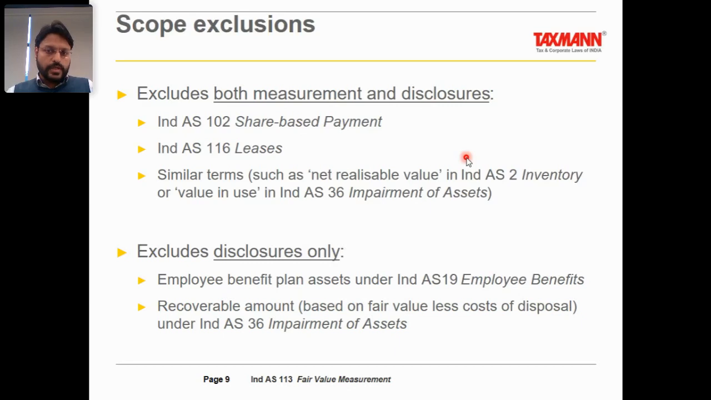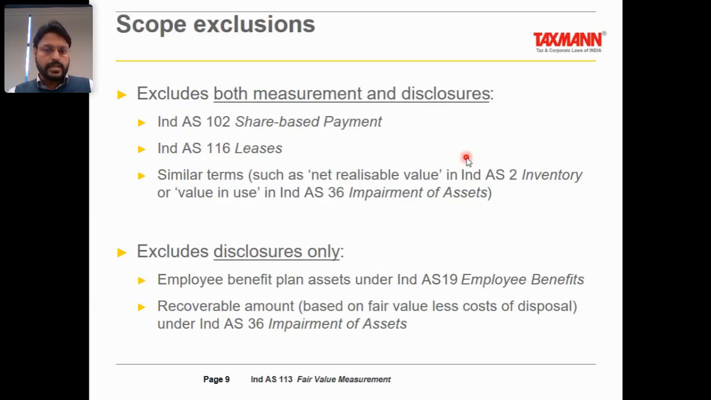So for both measurement and disclosures, Ind AS 113 is not applicable on Ind AS 102 related items and Ind AS 116 leases items. Now, exclusion is related to disclosures only for Ind AS 19 employee benefits and Ind AS 36, based on fair value less cost to dispose. So recoverable amount is required to be measured. Now recoverable amount says fair value less cost of disposal. So for that purpose, disclosure is not required by 113, but measurement of fair value will be required by 113. So this is the broad scope.